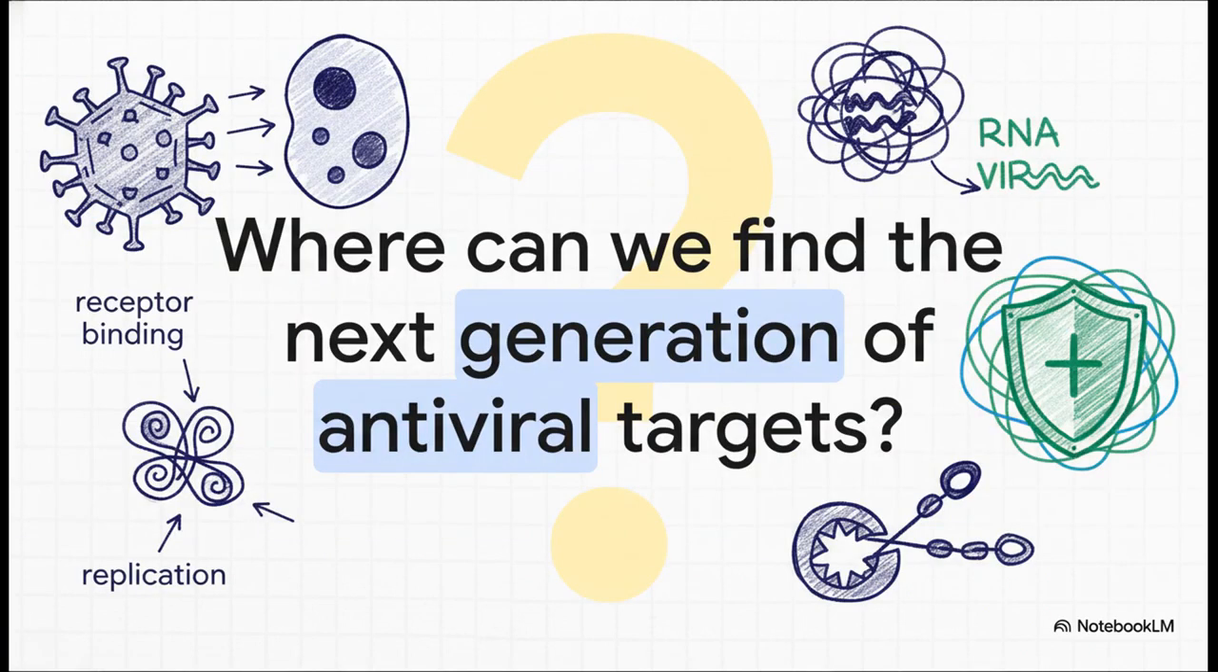And that really brings us to our final thought for today. This whole process, it's a constant, high-stakes evolutionary arms race. Our immune system comes up with new defenses, and the viruses, especially these RNA viruses with their sloppy, error-prone polymerases, they evolve incredibly fast to get around them.